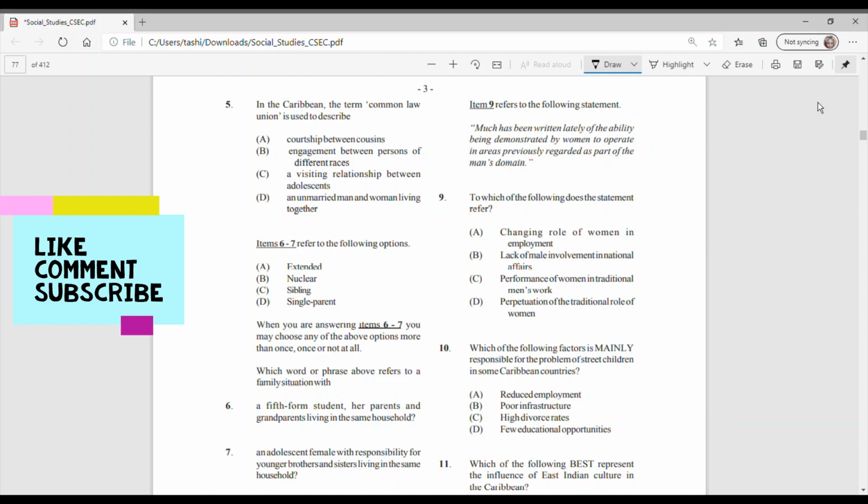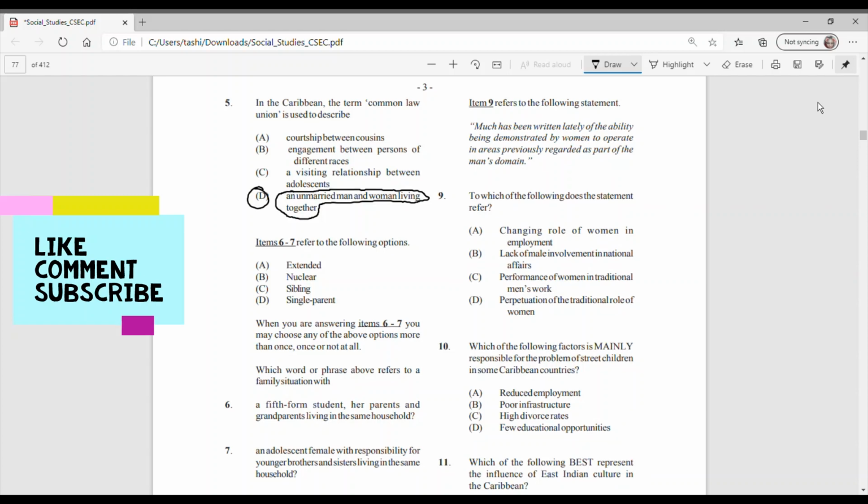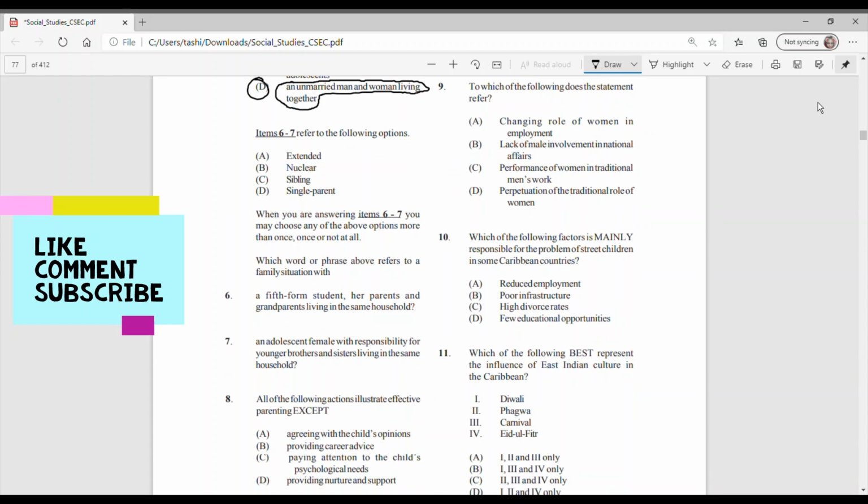So this is what the common law union is, an unmarried man and woman living together. So the answer for number 5 would have been letter D. Number 6 to 7 refer to the following options. So there's extended, nuclear, sibling and single parent. So these are family types.